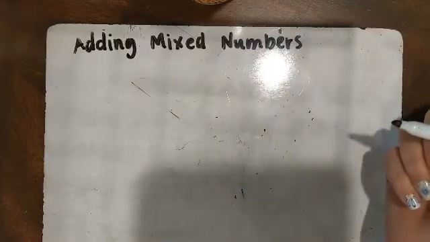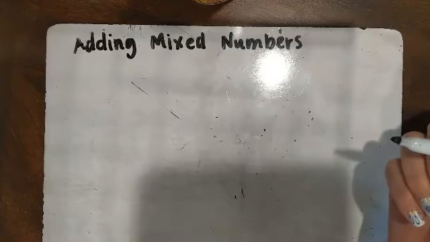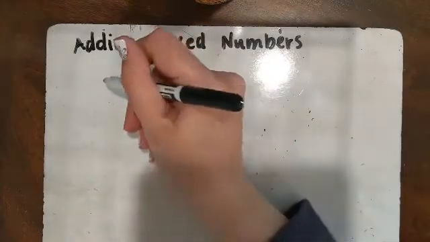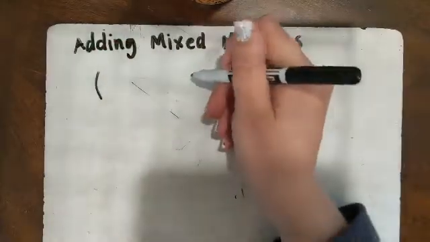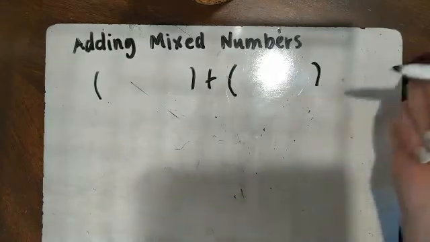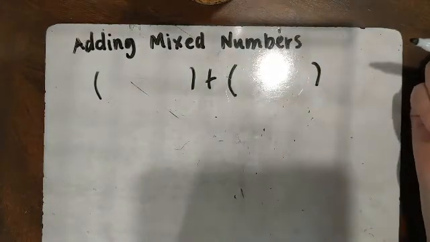When we're adding mixed numbers, what we're going to do is use the associative property. That's the one with the parentheses, right? To move stuff around a little bit.